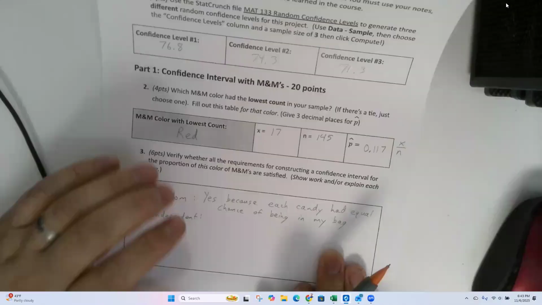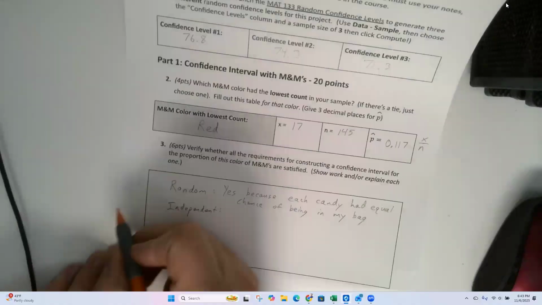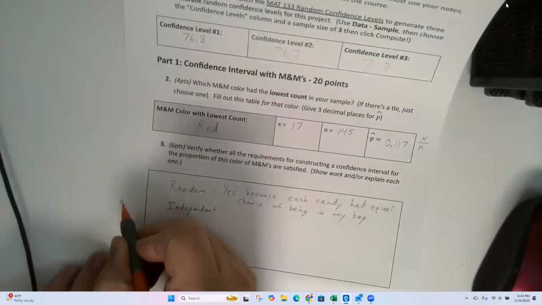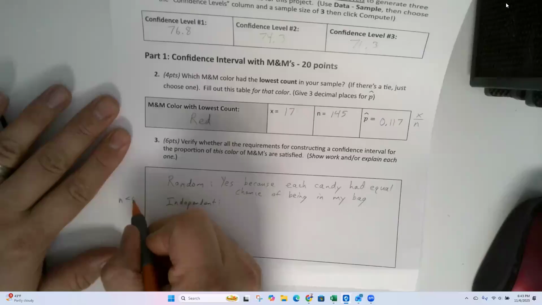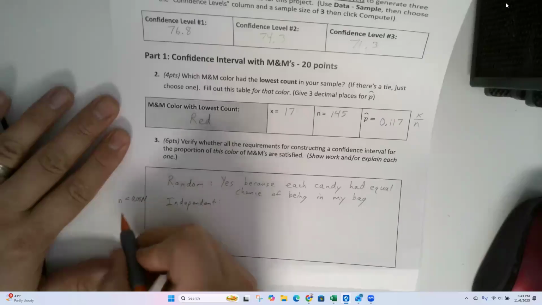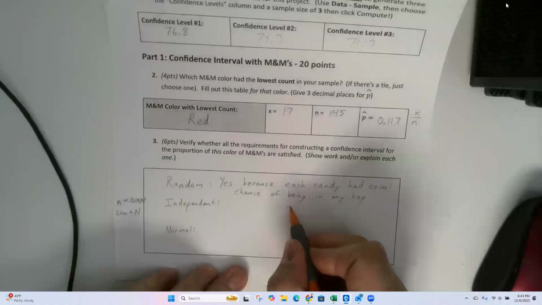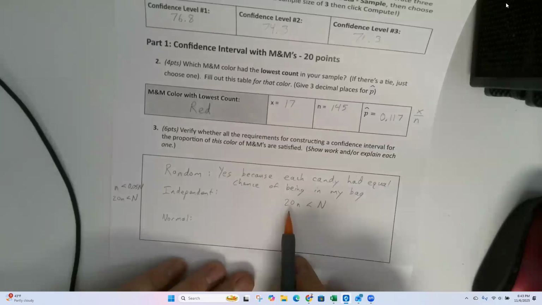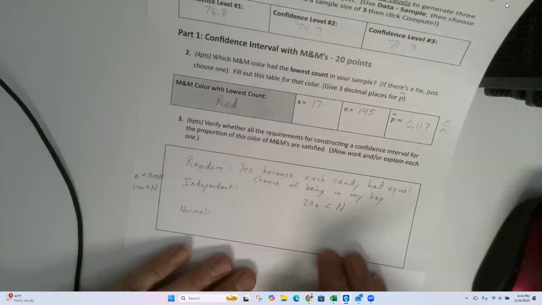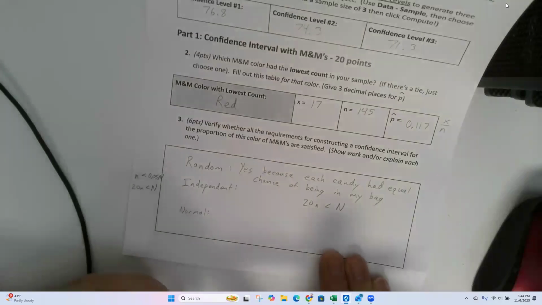Independent, we want to make sure that our sample size was not too big, okay? So you need to verify that your lowercase n, your sample size, is less than 5% of the population. Or you can do it as 20n is less than capital N. That's the one I'm going to be using here: 20n is less than N. I don't think any of you guys went out and bought 5% of all the M&Ms in the world. Nobody has that much money, right?